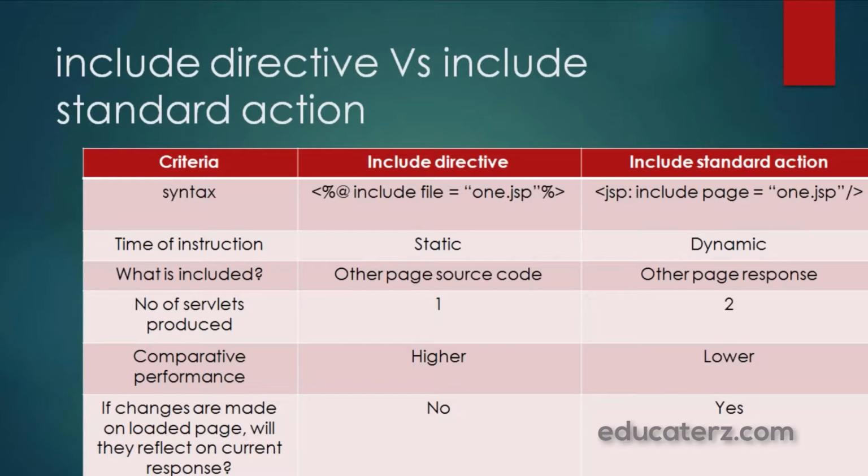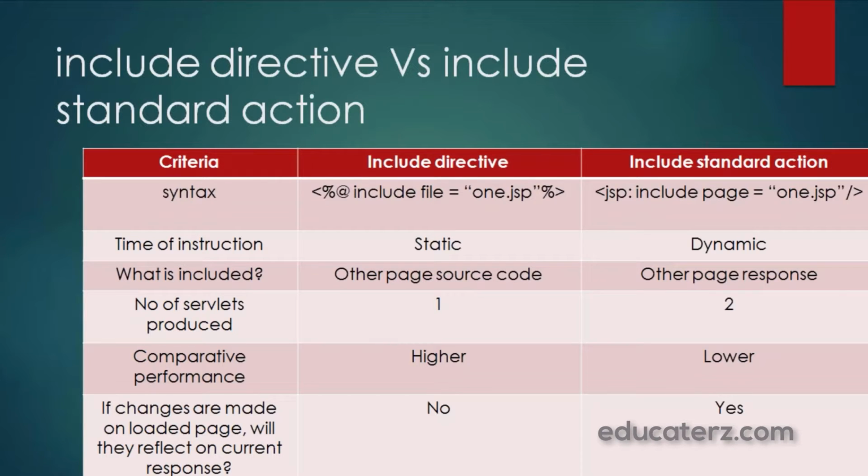The next difference is static. The time of instruction for include directive is static. So always remember that a static mechanism has better performance when compared to a dynamic mechanism. Dynamism gives flexibility, but it's poor in performance. Since directive is a static instruction, its performance is higher. When the first request comes for 1.jsp, the contents of header.jsp are included and translation into a servlet takes place. For the next n times, this translation is not done. So the next n requests are processed faster and hence performance is high.